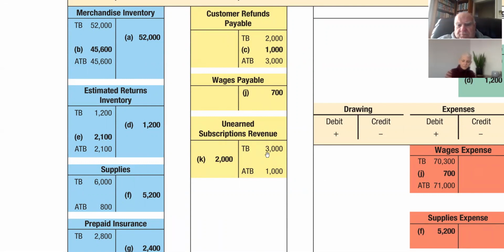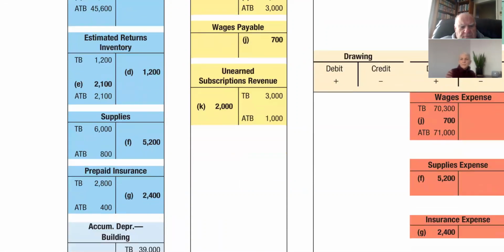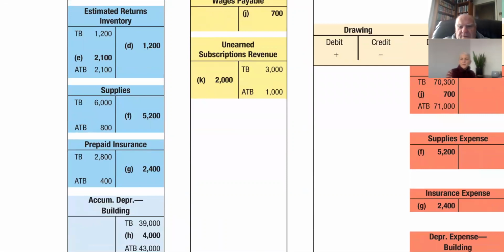Unearned revenues, they had 3,000. Now they've delivered that many magazines. This is all kind of, oh, now it's working for me. I must have hit the magic button.